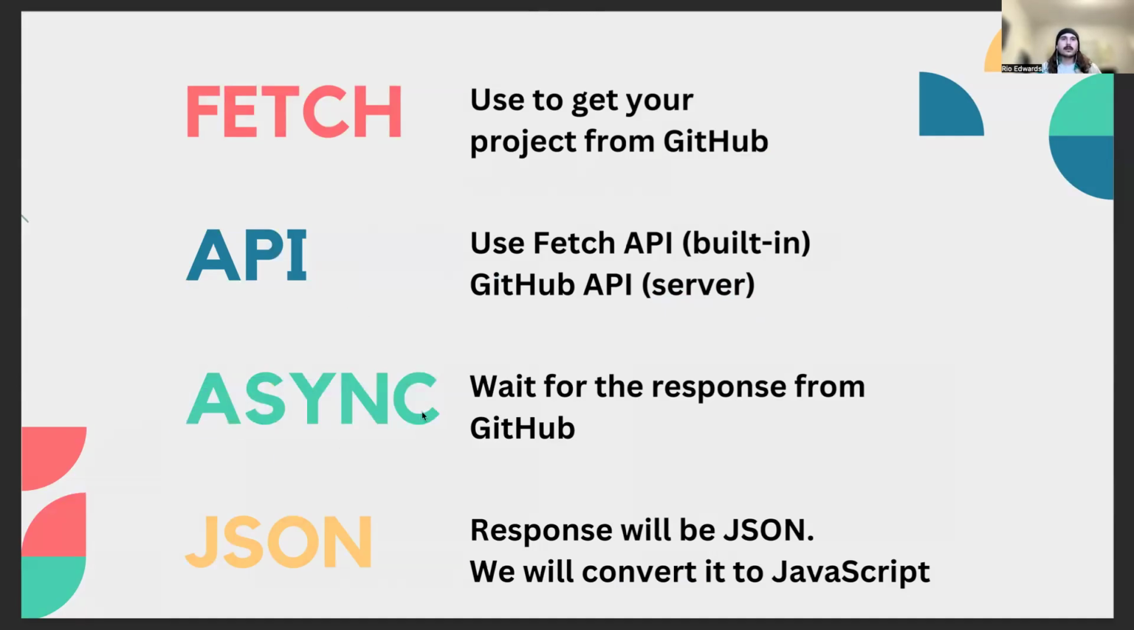Async is shorthand for asynchronous, and it's also a keyword in JavaScript. Asynchronous code is code that waits for something to happen. Here we're using it to wait for the response from GitHub and then filter through the response. JSON is the format that data usually gets sent over the internet in. In this case, we're going to receive a big JSON object that has your projects from GitHub.